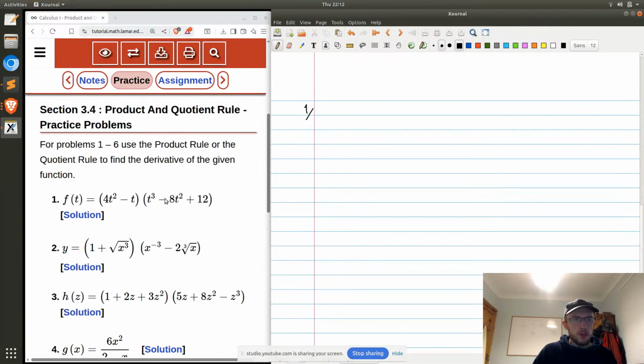11 problems to do. We'll begin. f of t is this quadratic function here multiplied by this cubic function here. If I were to multiply them out, that would be extensive, and then I would be taking the derivative of a big polynomial. But let's use the product rule.